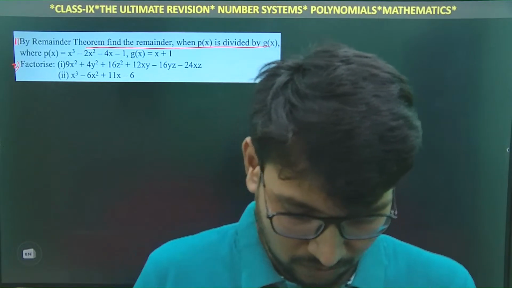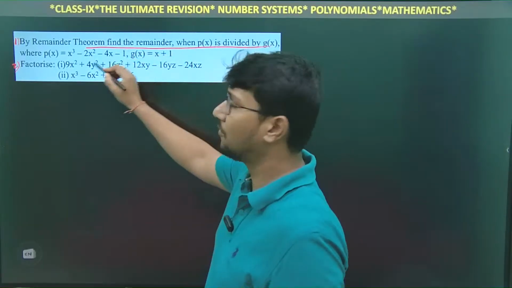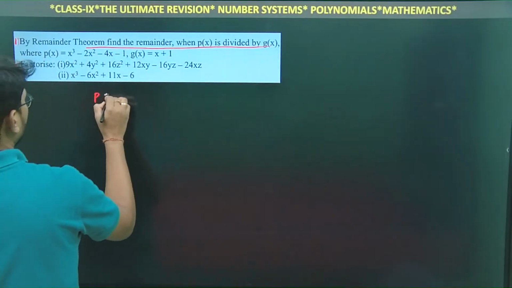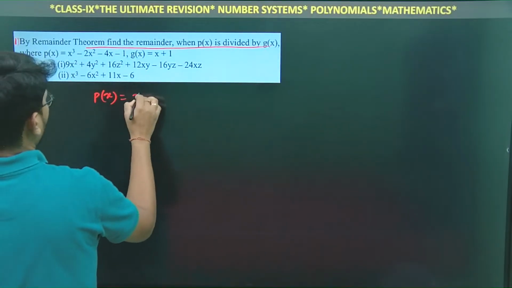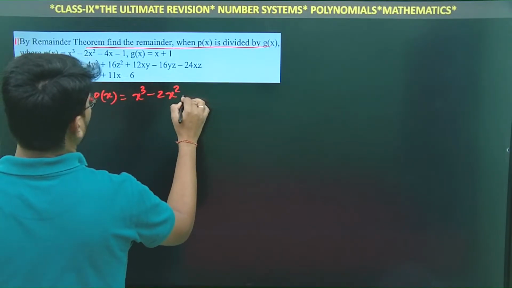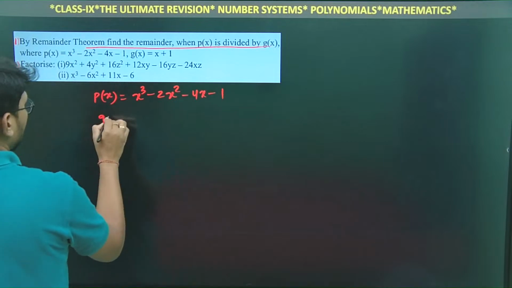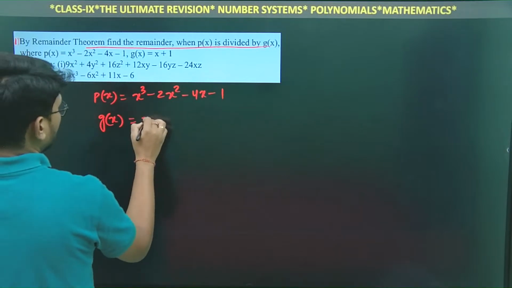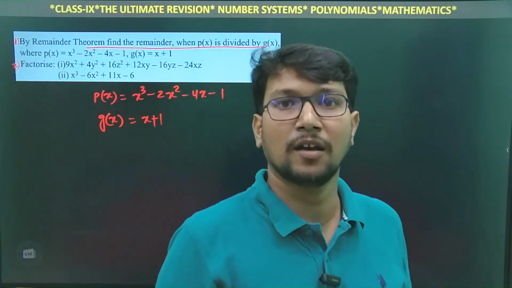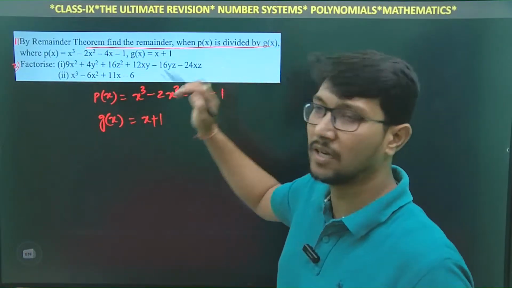Okay, let us see now what p of x is. p of x is x cube minus 2x square minus 4x minus 1. This is p of x. g of x is x plus 1. What is the question asking? Find the remainder by the remainder theorem.